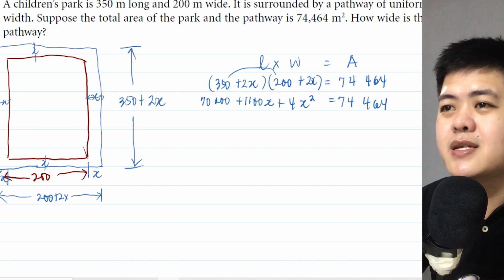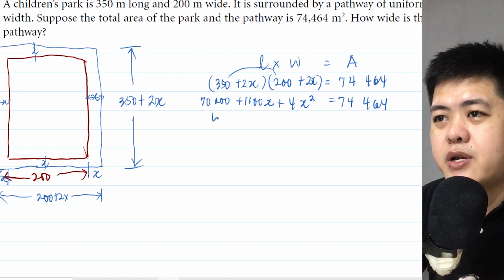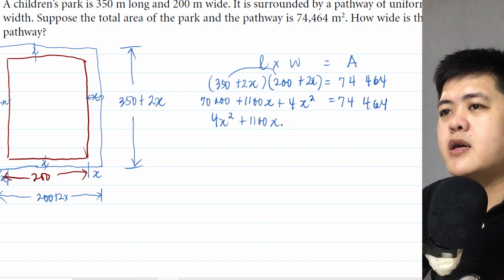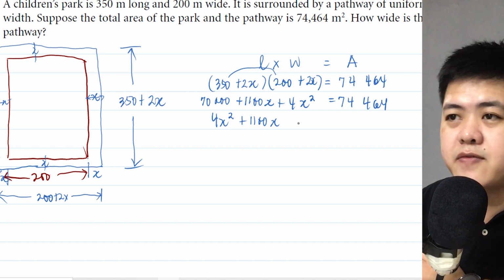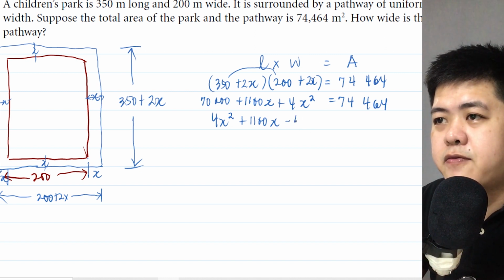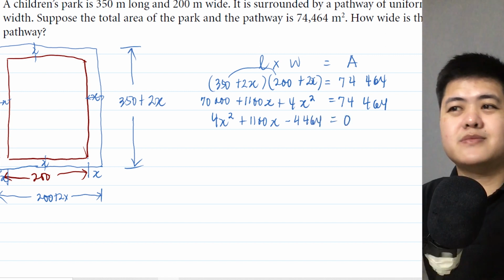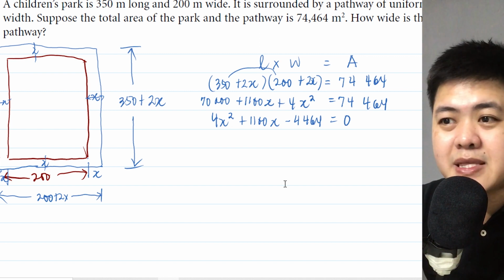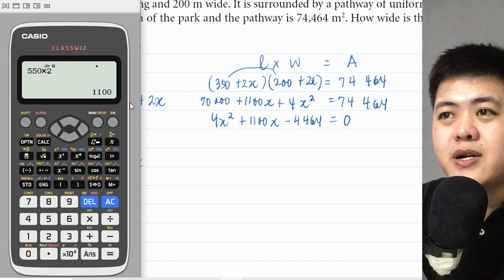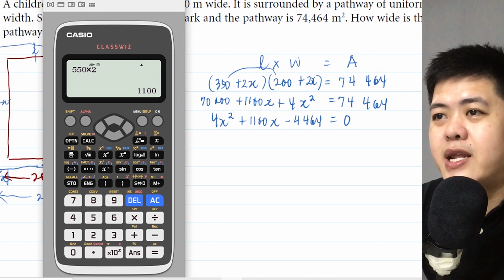Sa left side. So, unahin natin yung 4x squared. 4x squared plus 1100x. And then, 70,000 minus 74,464. Magiging negative na yun. That's negative 4,464 equals 0. You can divide everything by 4 para ma-simplify. Pero, since gagamit naman tayo ng calculator, pwede natin ma-solve yan.